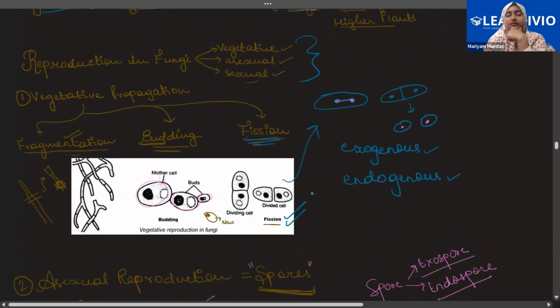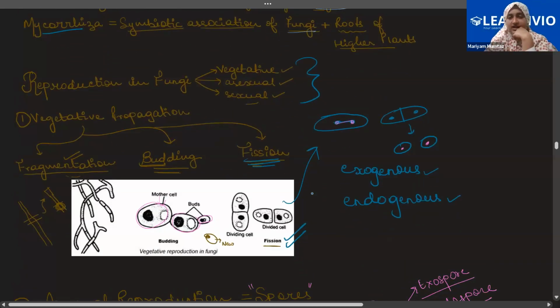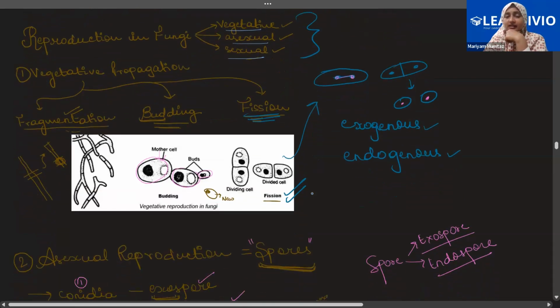Now, talking about the reproduction in the case of fungi, it is of three types: vegetative, asexual, and sexual. Now, vegetative, everyone knows that vegetative reproduction is the one that happens from the body of the organism, right? Are gametes involved in vegetative reproduction?